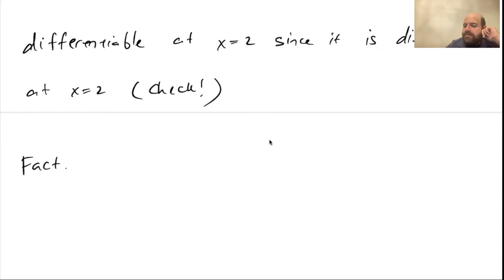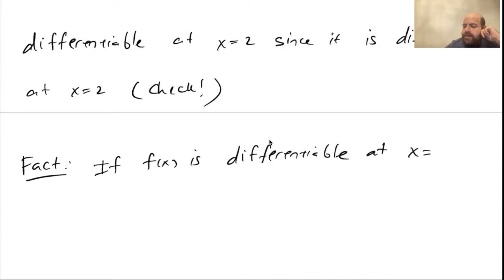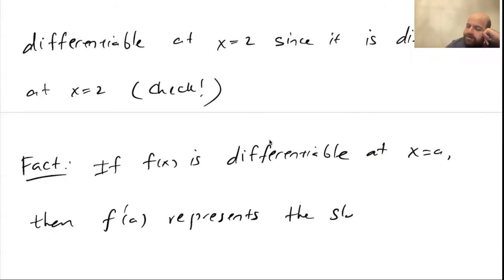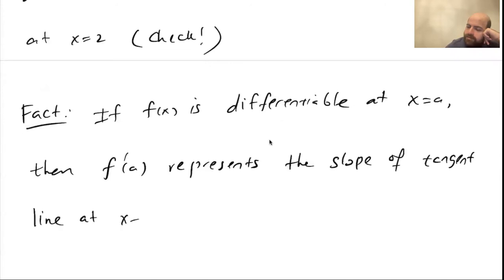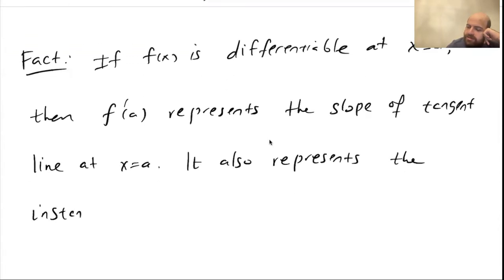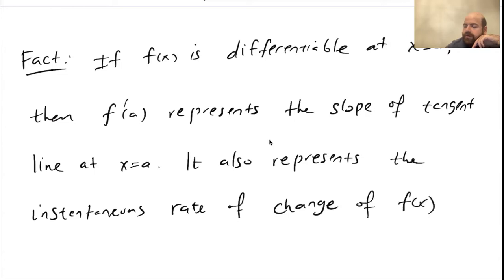Now, another fact is that if f of x is differentiable at x equals a, then f prime of a represents the slope of the tangent line at x equals a. It also represents the rate of change, or the instantaneous rate of change, of f of x at x equals a.